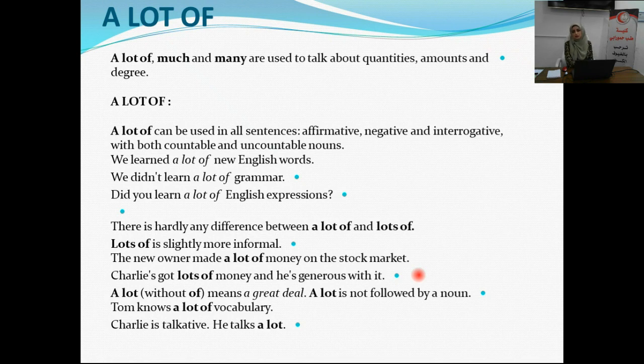We can use "a lot" without "of," without a noun to be followed. So we have here, "Tom knows a lot of vocabulary." So we have "of," so we used a noun after that. But when we are going to say "Charlie is talkative, so he talks a lot," we used "a lot" without "of" and without a noun to be followed.